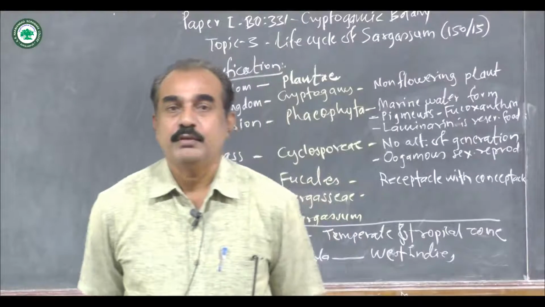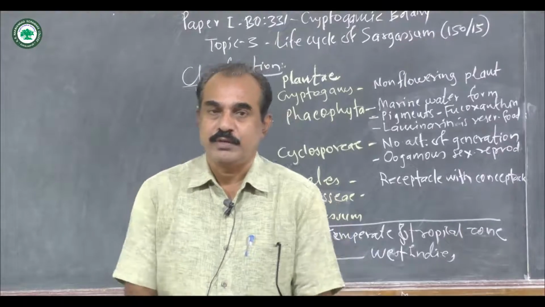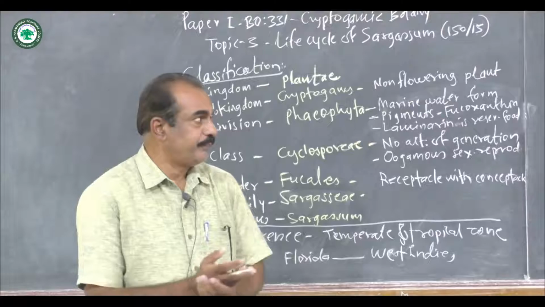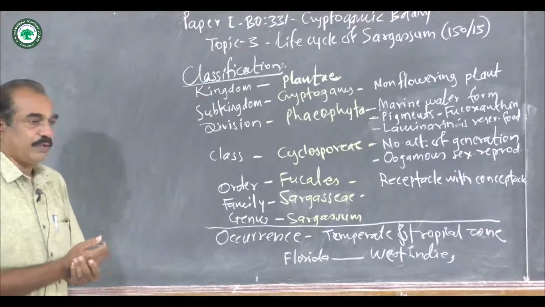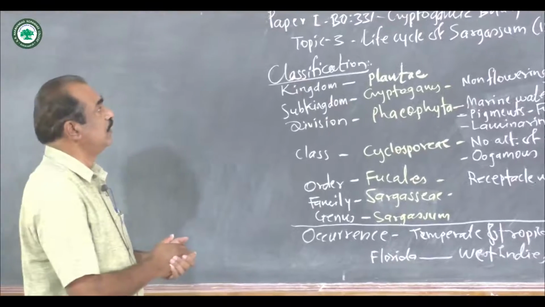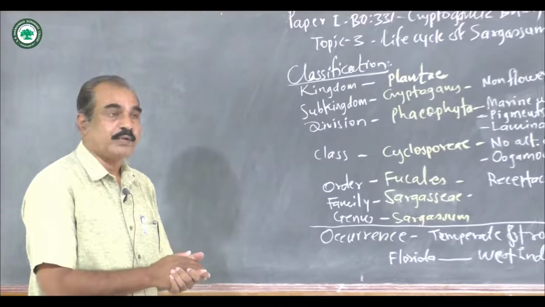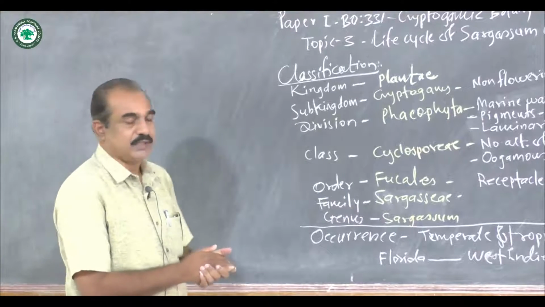Myself, Mr. Mate HT, Department of Botany, RBNB College, Shrirampur. So, today we are going to see the T.Y.B.Sc Botany, paper first, BO 331, Cryptogamic Botany. And from this Cryptogamic Botany, the topic number 3, that is the life cycle of the Sargassum.